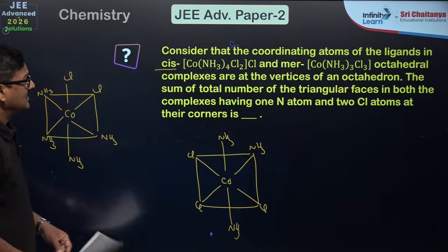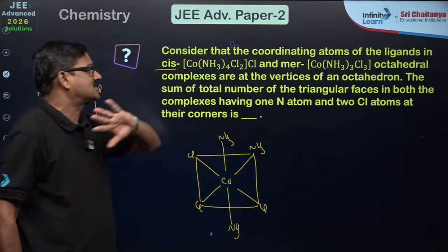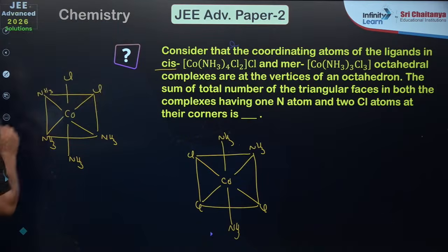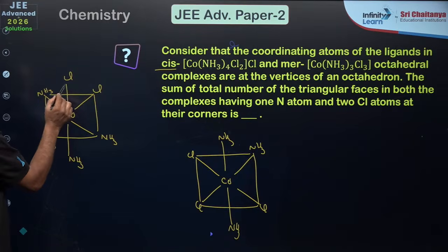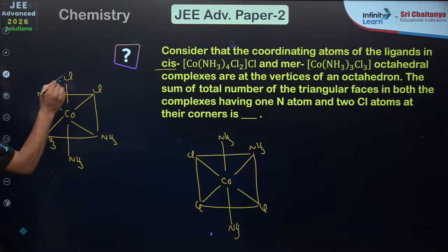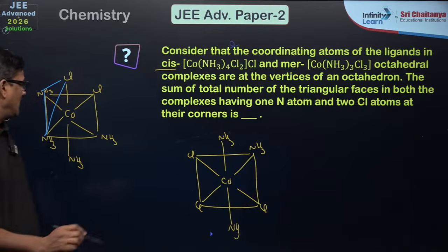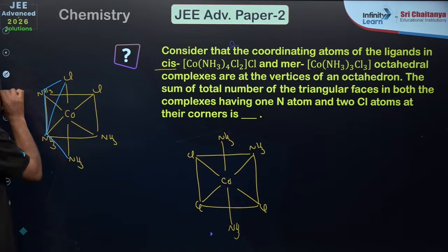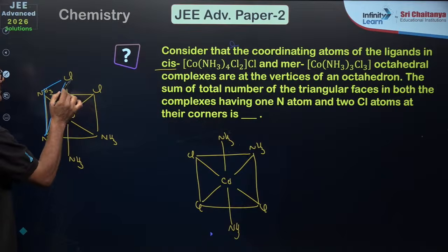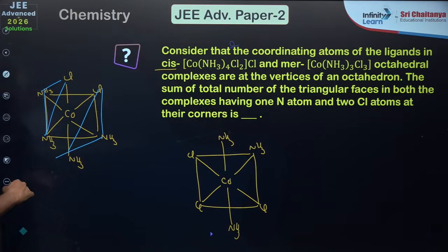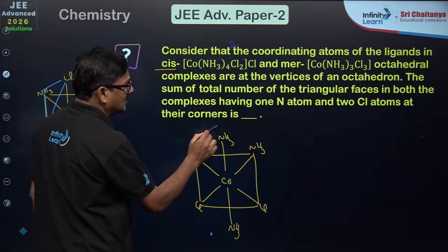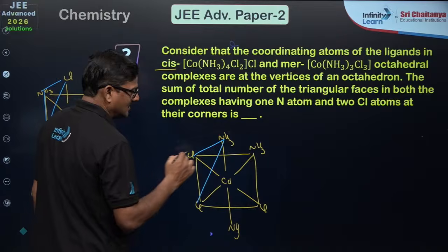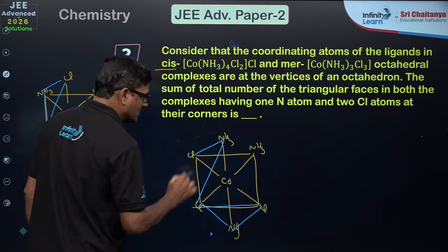Now let us say the sum of the total number of triangular faces, with both complexes having one nitrogen atom, two chlorine atoms. One nitrogen atom, two chlorine atoms. I can get a triangle here in the mer isomer. Yes, it is the one. And also you can see one here and one here. So like this two triangles I can get, in both complexes having one nitrogen atom, two chlorine atoms. You can get it like this, you can get it with this, like these triangles.